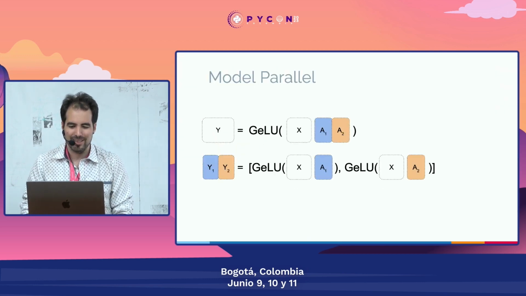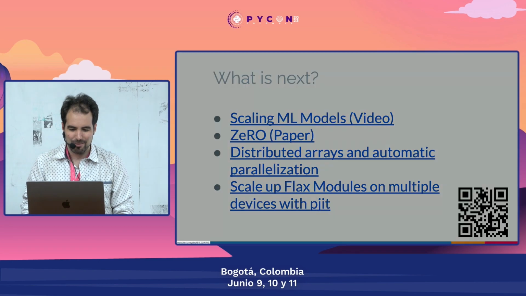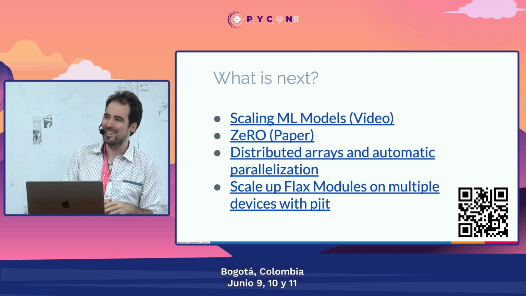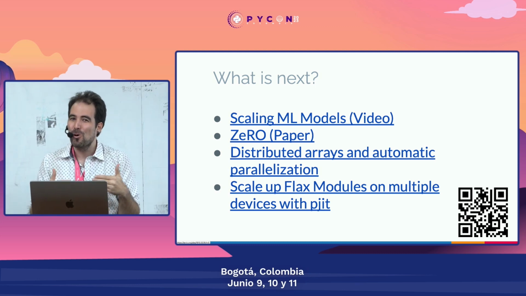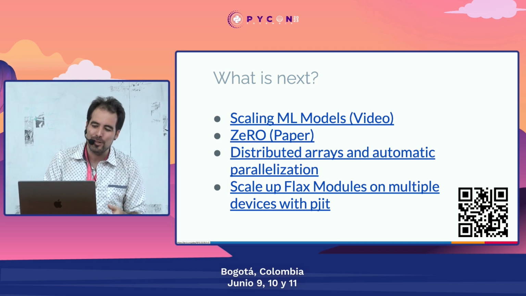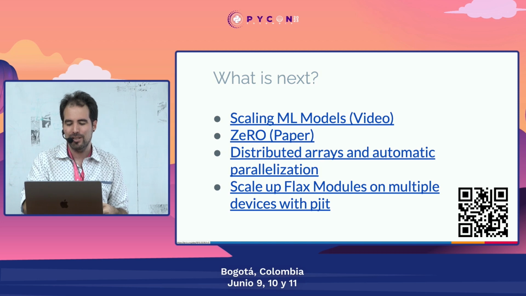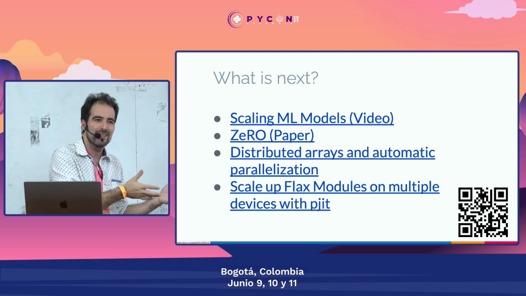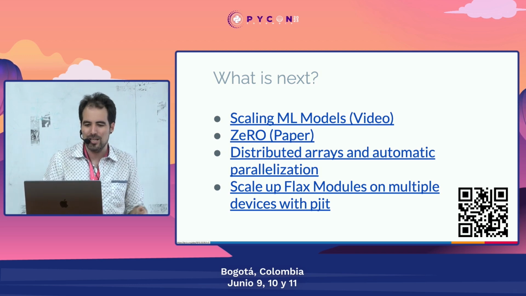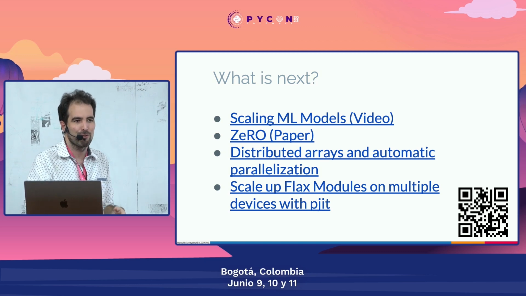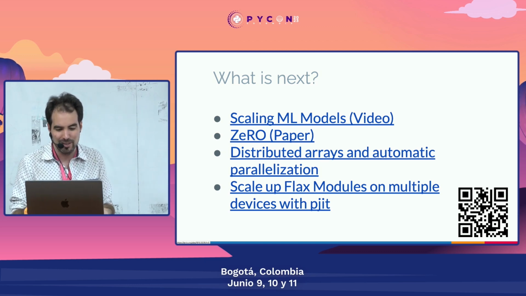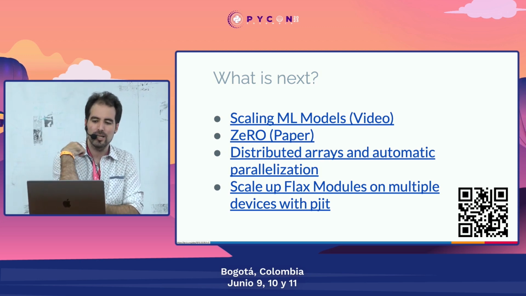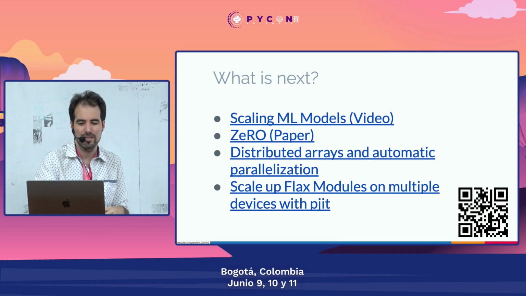So yeah. This is a very dense topic. I thank you for not sleeping. If you want to go deep into what is happening here, you can look at this scaling ML model video. If you want, you can scan the QR to get access to the slides, which explain what I did in a 2-hour session. You can read the ZeRO papers, I think they're from Microsoft, I don't remember. And you can also take a look at the JAX documentation on how to distribute arrays and automatic parallelization.